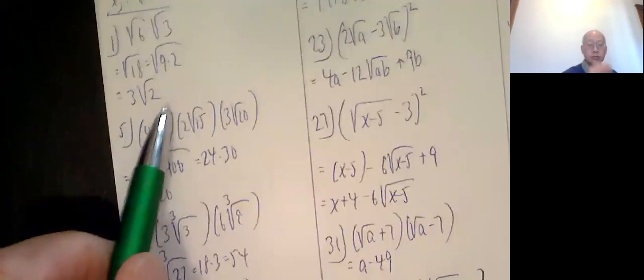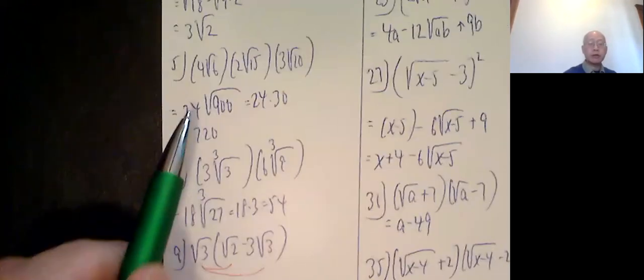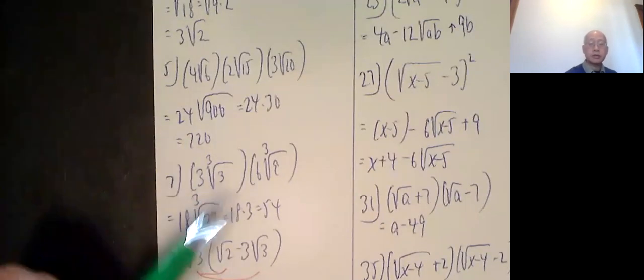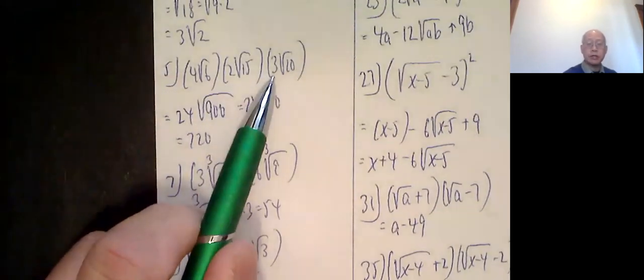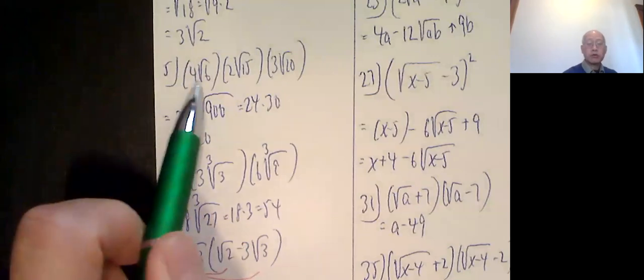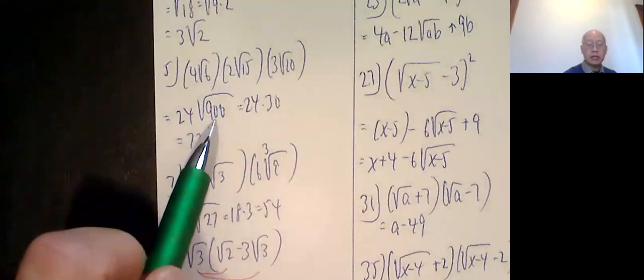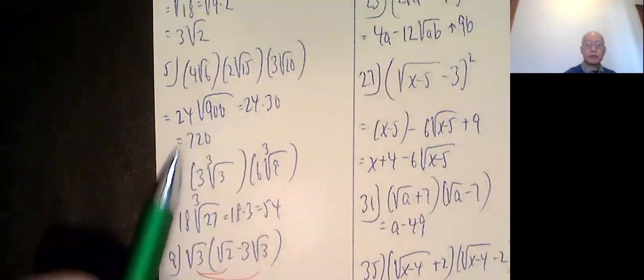Number 5, you multiply all the numbers that are outside the radical and multiply all the numbers inside the radical. So 4 times 2 times 3, 24. Square root of 6 times 15 times 10 is 900. Square root of 900 turns out to be 30. 24 times 30, 720.